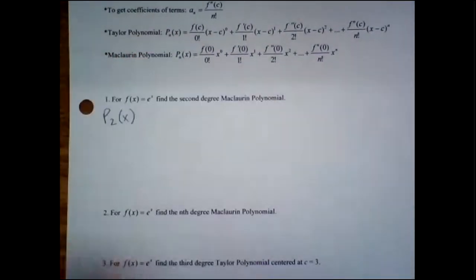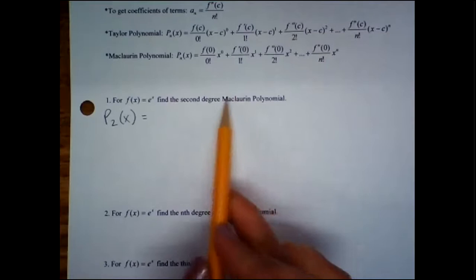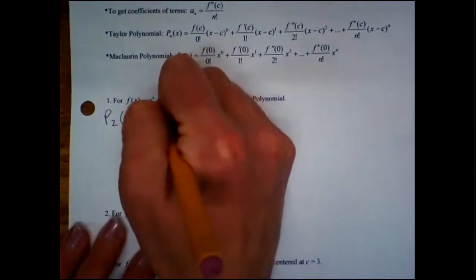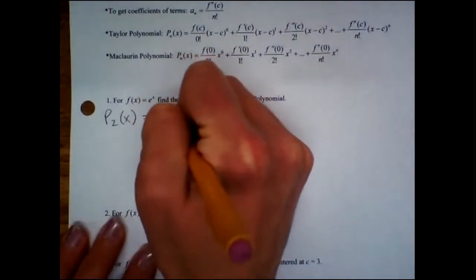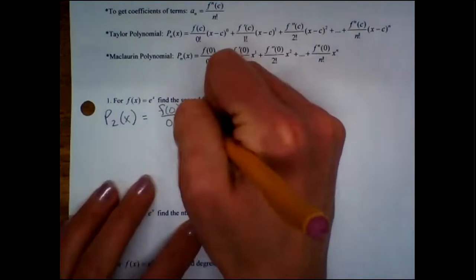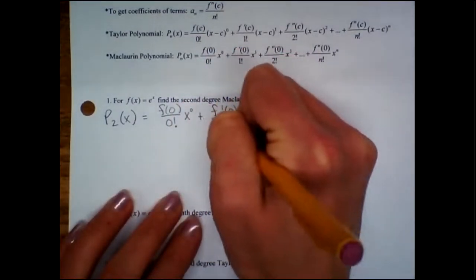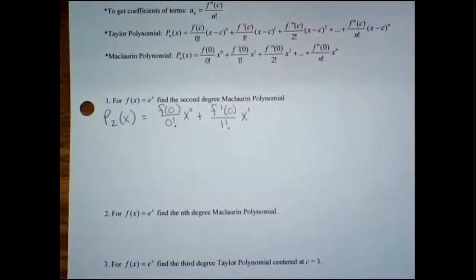P sub 2 of x, because it says a second degree, we want n to be 2. And this one's going to be centered at 0 because it says Maclaurin. So it's going to be f of 0 over 0 factorial x to the 0, plus the first derivative at 0 over 1 factorial x to the 1. See, it's like pattern building.